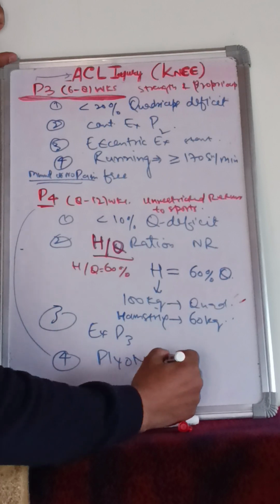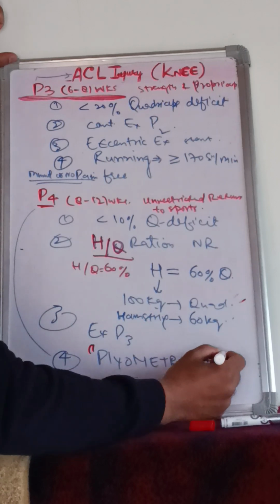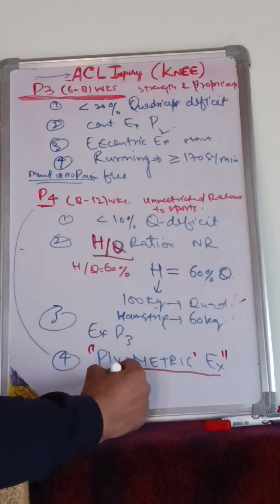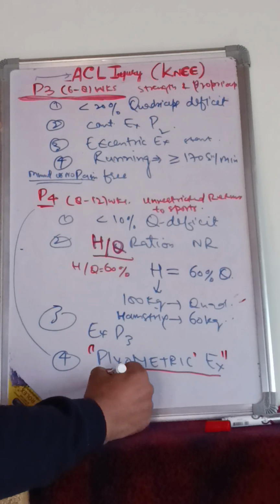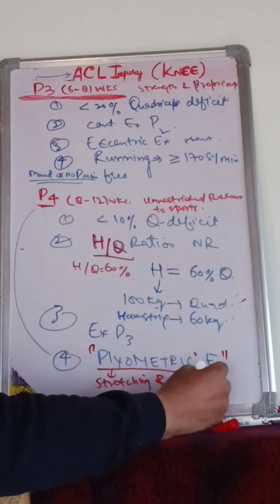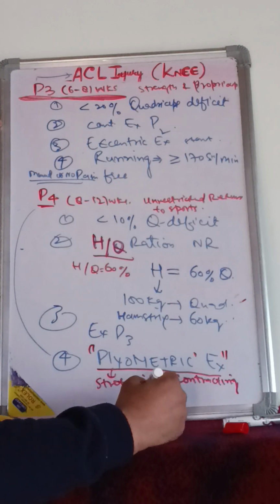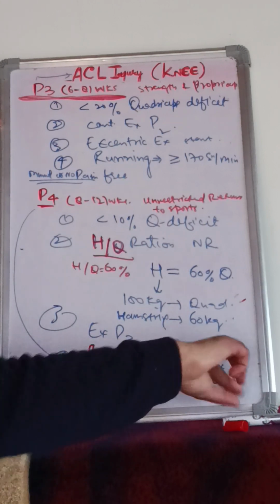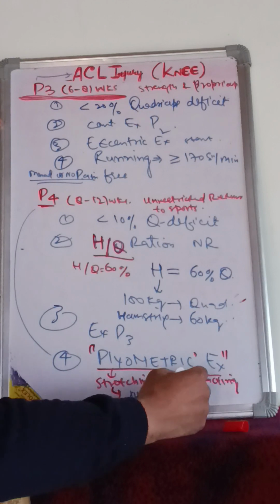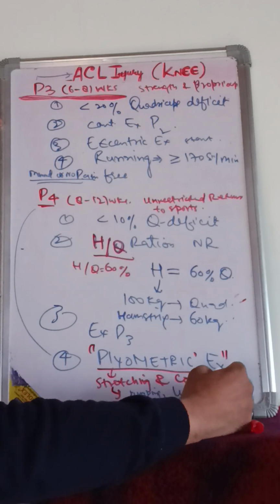plyometric exercises. What are plyometric exercises? Plyometric exercises are all those exercises in which you have rapid and repeated stretching and contracting of muscles, especially the thigh muscles. Examples: jumping, lunging, popping.